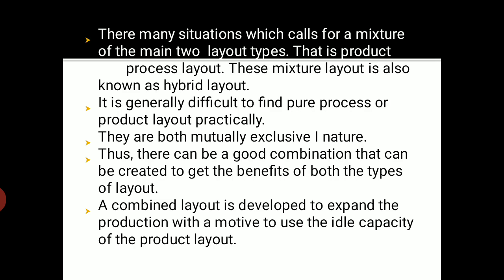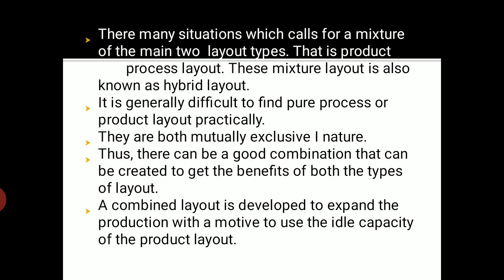See, practically it may so happen that a single type of layout may not work. On one hand you need the product layout, and you also need the advantages of process layout, and at that time we can have this combination, right? It is generally difficult to find a pure process or product layout practically. As I told you, it may not be possible to have a rigid process layout or product layout. Then the manufacturer can have the option of having a combined layout.